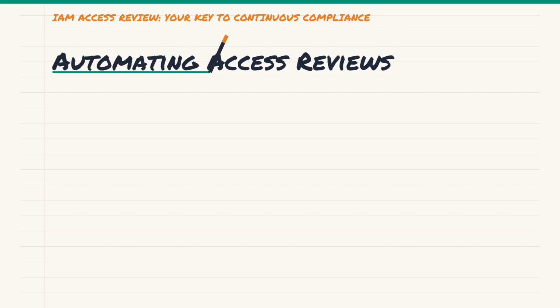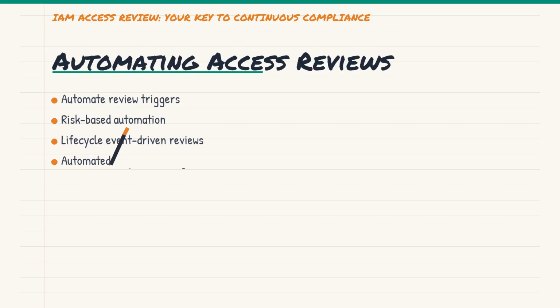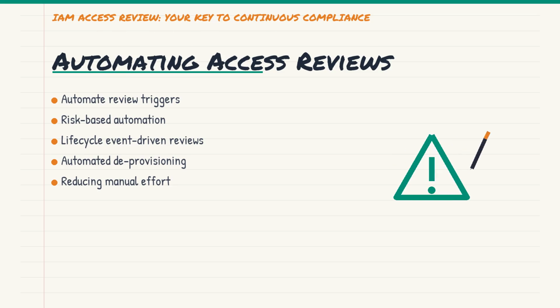Doing all of this manually is a recipe for disaster. Automation is key. We want systems that can automatically kick off these reviews based on risk profiles or user lifecycle events like a transfer. Imagine an alert going out to the correct manager every quarter for their team's access. Or what if access is automatically flagged for review when someone changes roles? Automated systems can also help with the actual deprovisioning once access is deemed inappropriate. This saves time and dramatically reduces errors.